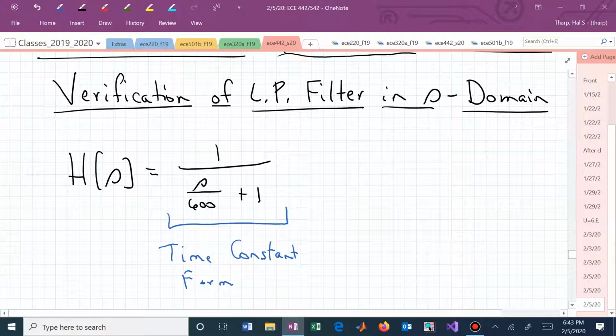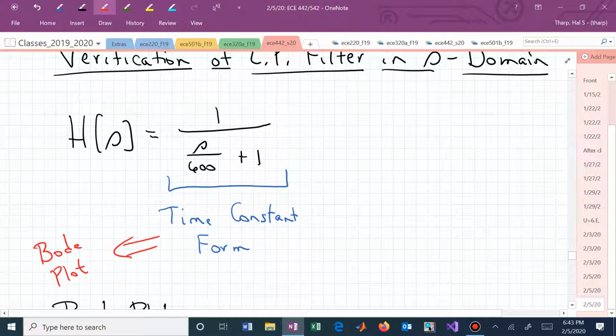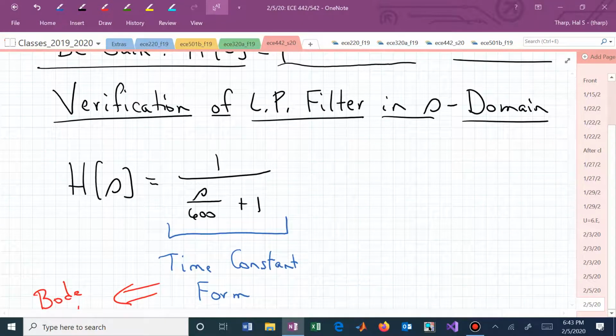And when do you like a transfer function in time constant form? When you need to sketch that Bode plot. So this is now the form that you want it in to sketch the Bode plot. But you could also be thinking, you know what, I want to know where my poles and zeros are, because that will allow me to identify on my frequency axis, when I am sketching this Bode plot, where things are happening.